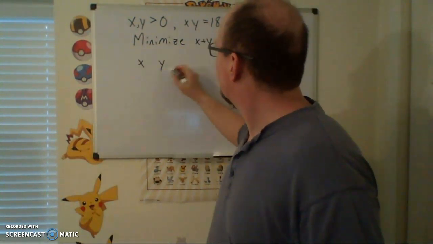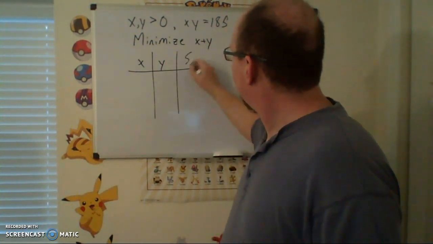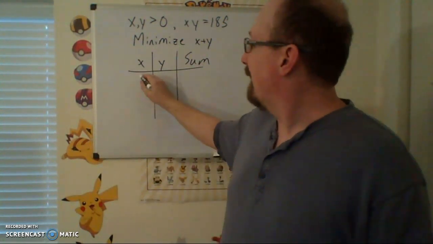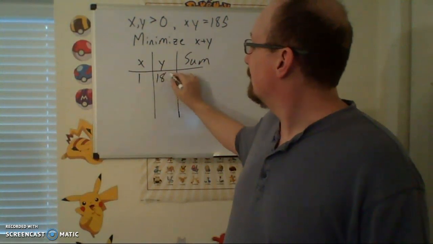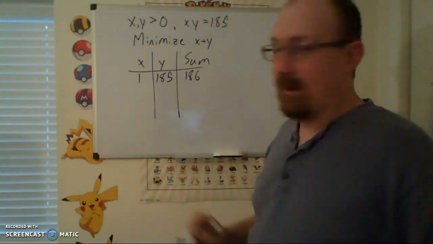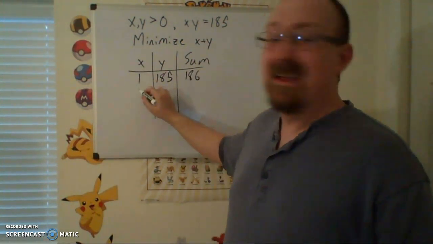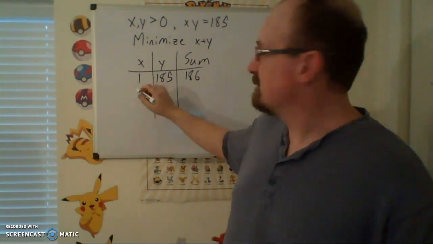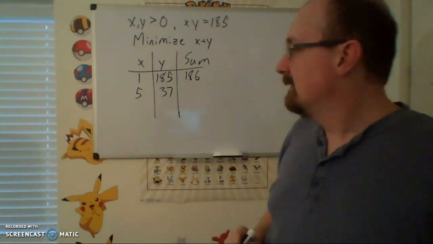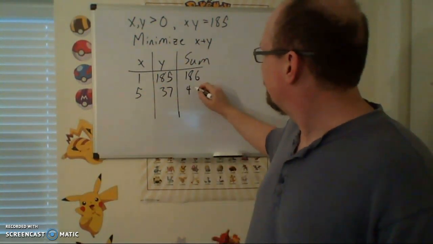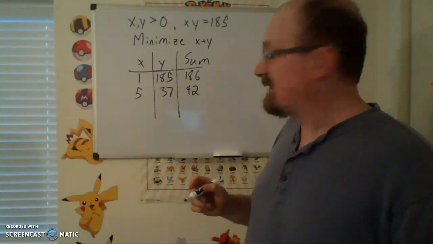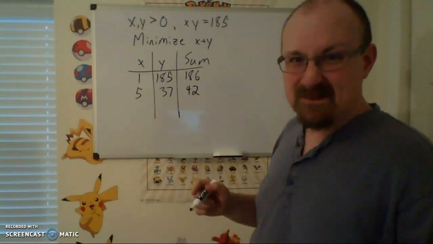So we've got x, we've got y, and we've got the sum. So probably the easiest one to start with, well, if x is 1, the y value we would need to go with it is 185. Take those two numbers, add them together, 186. So moving things up a bit, let's see, 185 should be divisible by 5. As it turns out, the y value that goes along with that would be 37. So we add those two together, 5 plus 37 is 42. So numbers come down a bit. So that's promising. Let's keep messing around with this and see what happens.